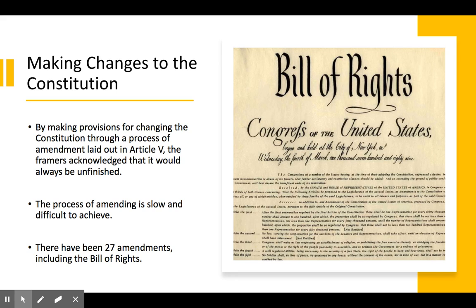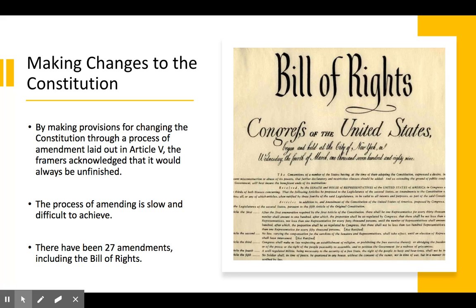The framers acknowledged that it would always be unfinished. So the framers knew that the Constitution was going to be an imperfect document. They knew that things would likely happen in the future that were going to require changes to be made to the Constitution, and that the document needed to be flexible. So that's why they included this amendment process in the Constitution, to make it a flexible document. The process of amending is very slow and difficult to achieve, and we'll talk about the amendment process on the next slide. But know that it's very difficult to get an amendment passed.